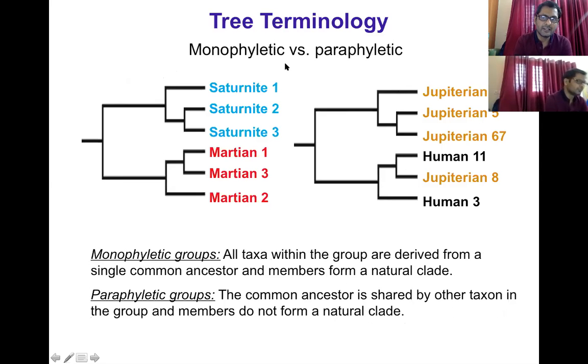Then monophyletic and paraphyletic. Monophyletic means that in the same clade, in the same group, only the same kind of species are there. So here, if you see, they are Saturnites and Martians. While this is paraphyletic, it means species from one clade also appear in another clade. So those are paraphyletic groups.